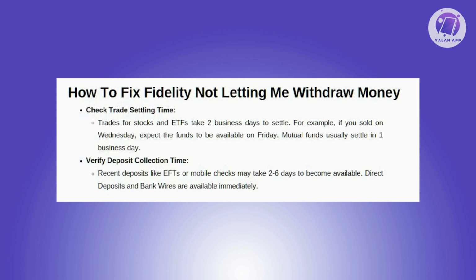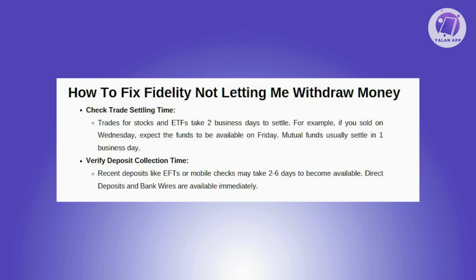So first, if you've recently sold stocks or ETFs, remember that these trades take 2 business days to settle. For instance, if you sold stock on Wednesday, April 6th, the proceeds will settle and be available on Friday, April 8th. Note that mutual funds usually settle within 1 business day, but this can vary by fund.